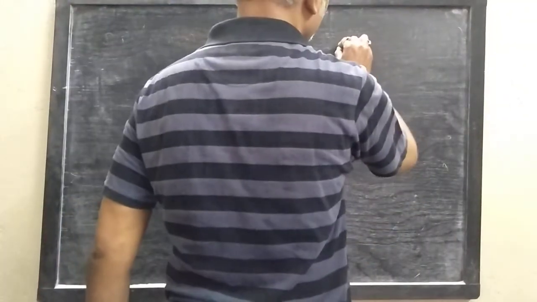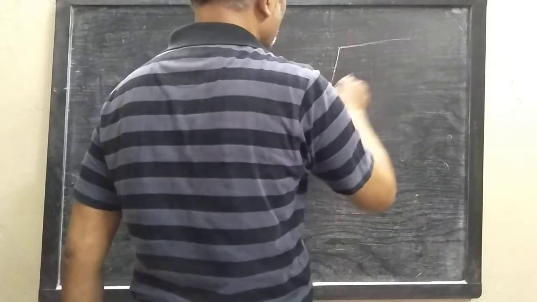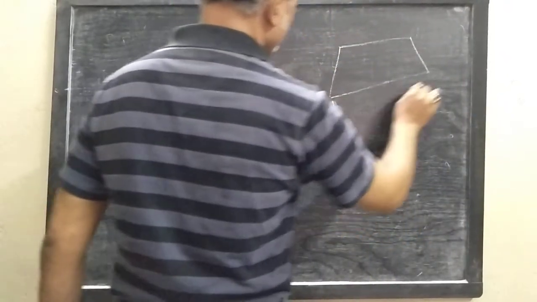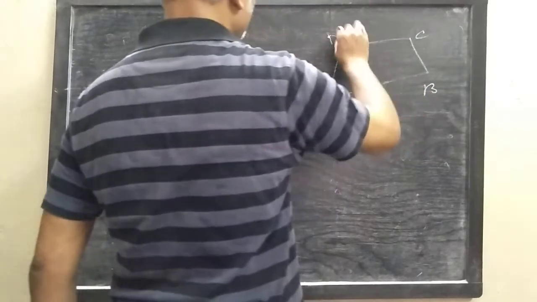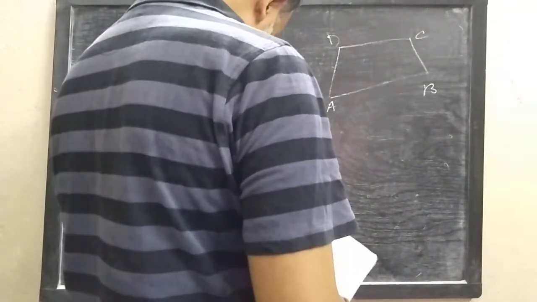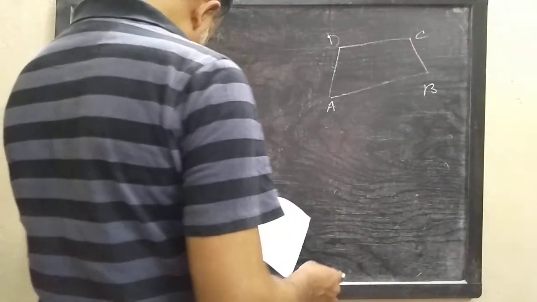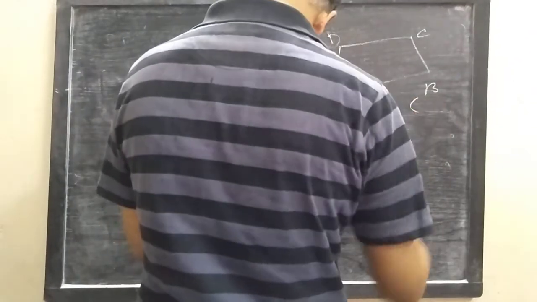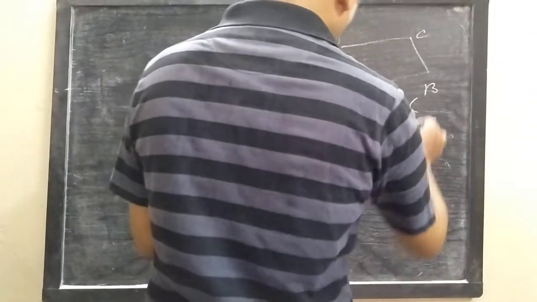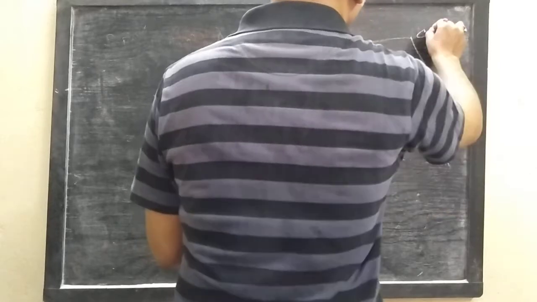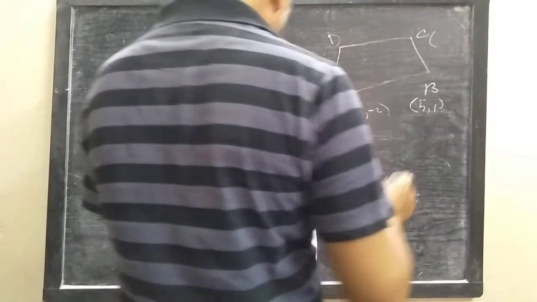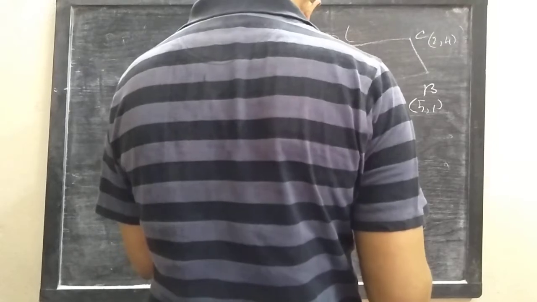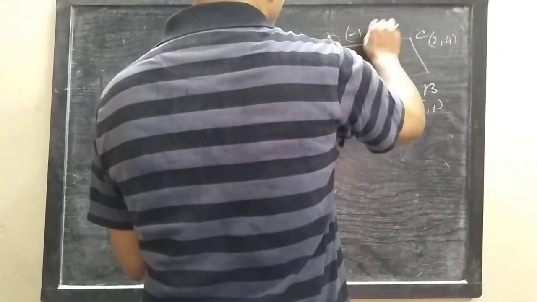Any quadrilateral, we don't know what is the nature of this. We have to just find the area of this quadrilateral. Say this is A, this is B, this is C, this is D. And we know all the four vertices. A is (-2, -2), B is (5, 1), C is (2, 4), and D is (-1, 5).